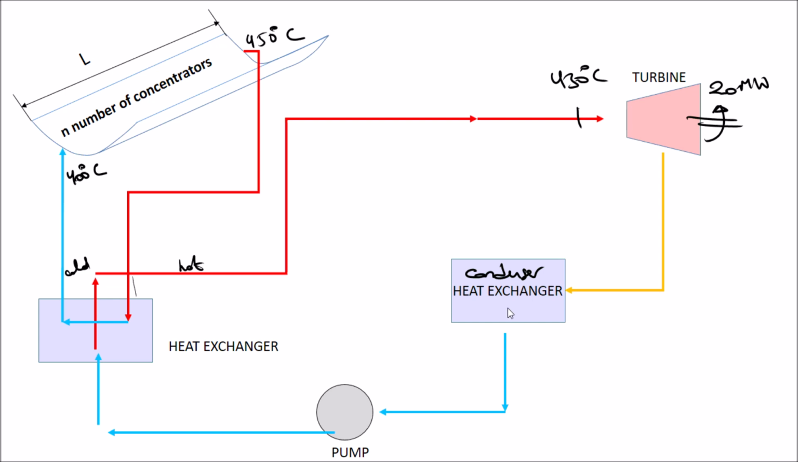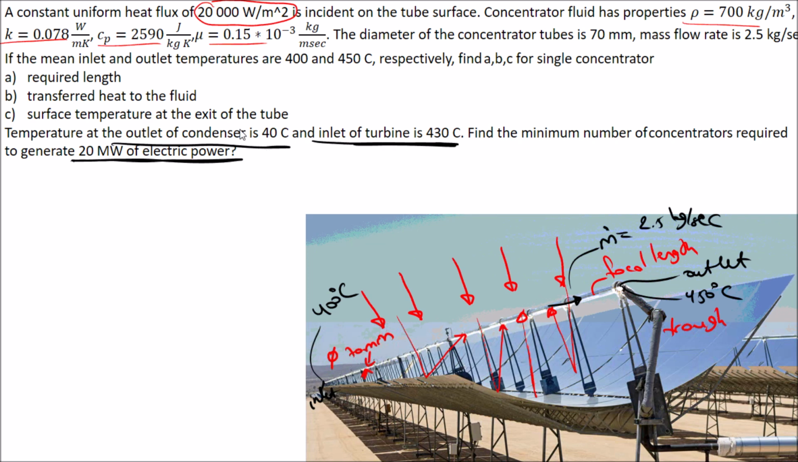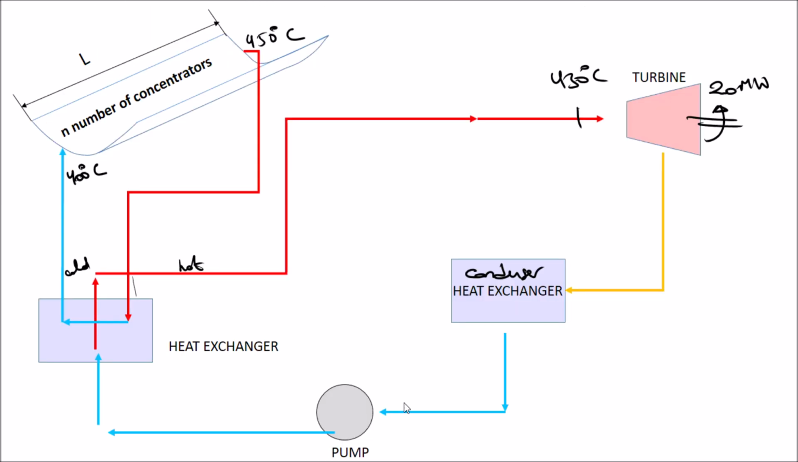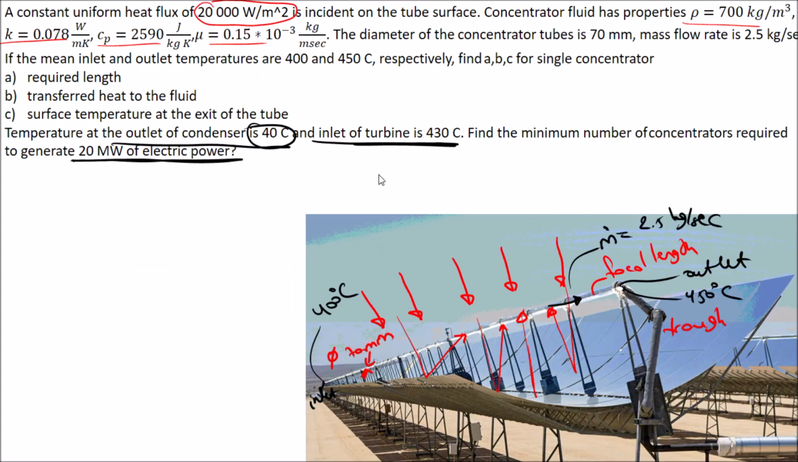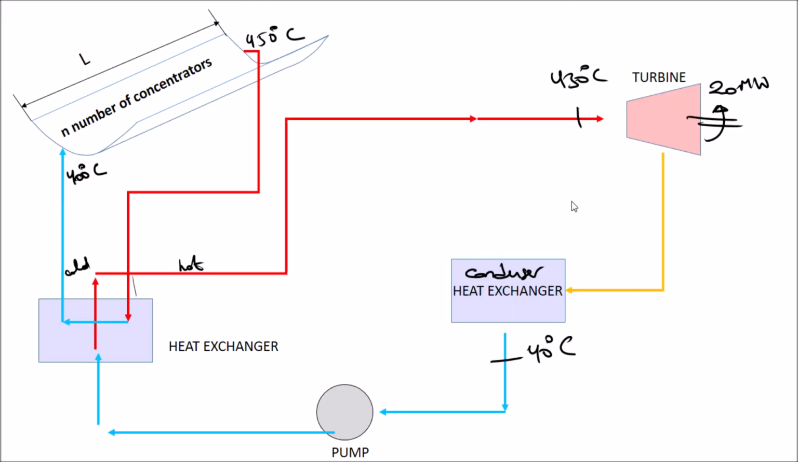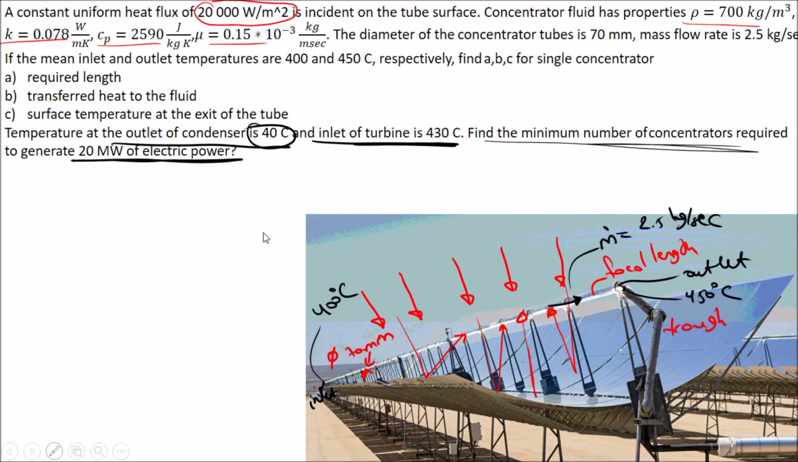Therefore here you have the heat output, and then the fluid is sent back to the pump, and from the pump back to the turbine through the heat exchanger. The outlet of the condenser is 40 degrees Celsius. And then, what number of concentrators is required for this electrical power? This is the last part of the question. Now let's solve the question.